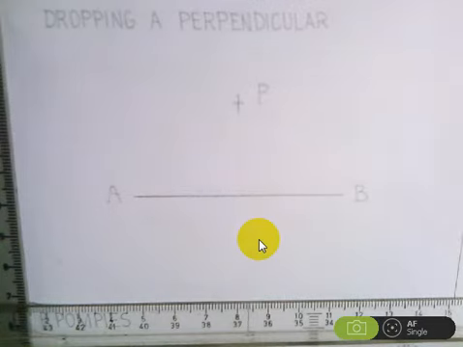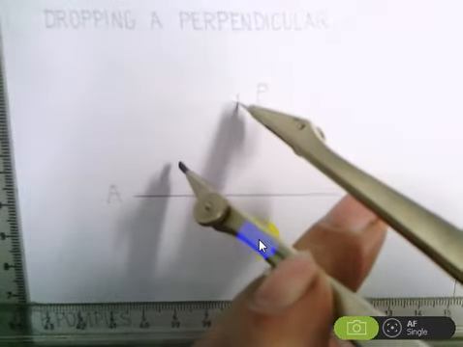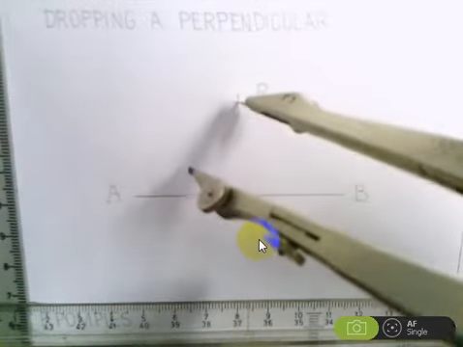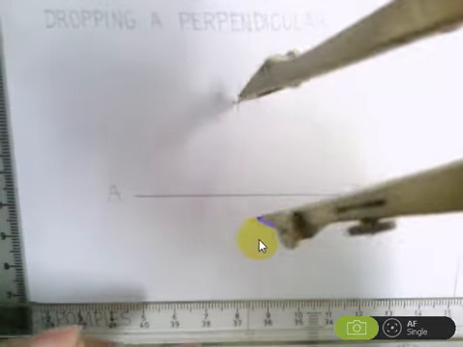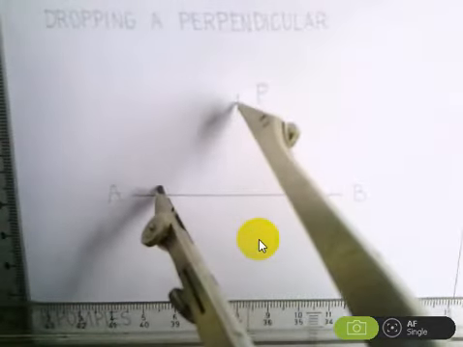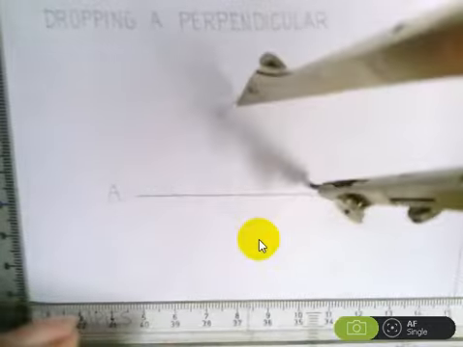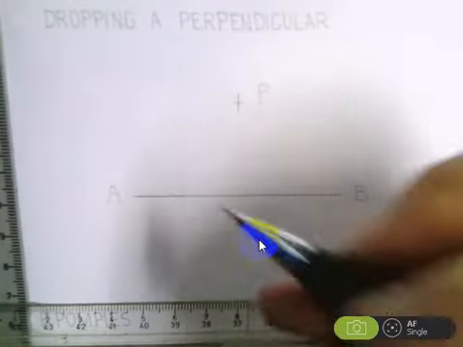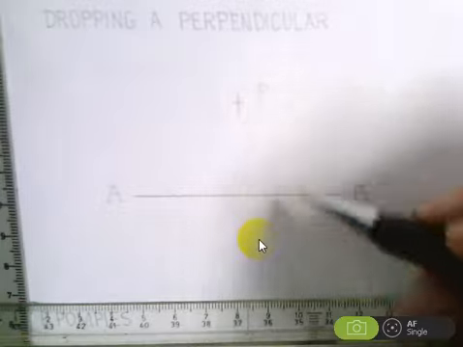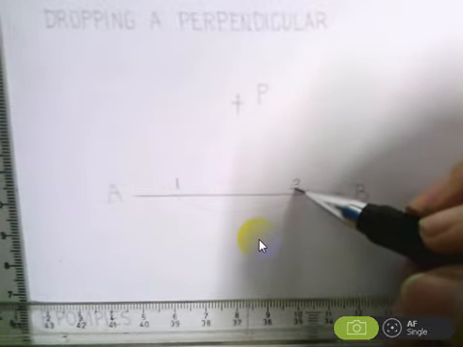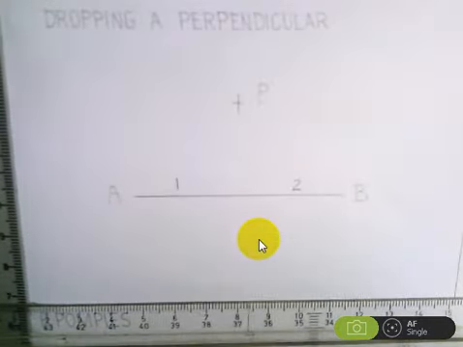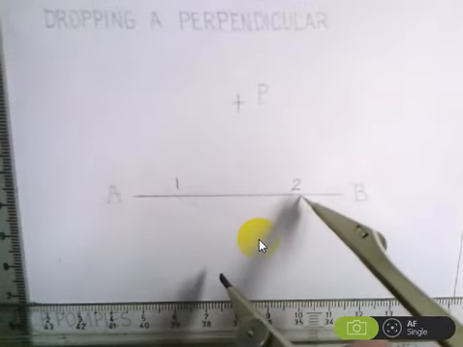The way that I'll go about doing this construction, again, I go to point P, set my compass to a convenient radius, and scribe an arc to cut that line in two places. And the distance from there to there is the same. I call this point over here point 1, and this one point 2.